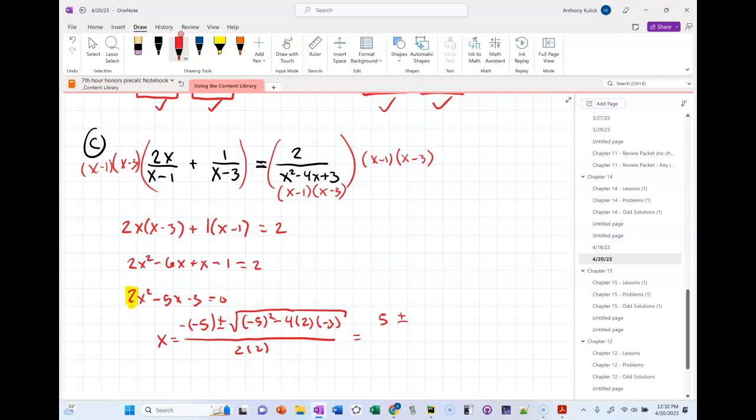Let's see, negative 5 squared is 25. Negative 4 times 2 times negative 3 is 24. 25 plus 24 is 49. The square root of 49 is 7. 5 plus 7 divided by 4 is 3. 5 minus 7 divided by 4 is negative 1/2.